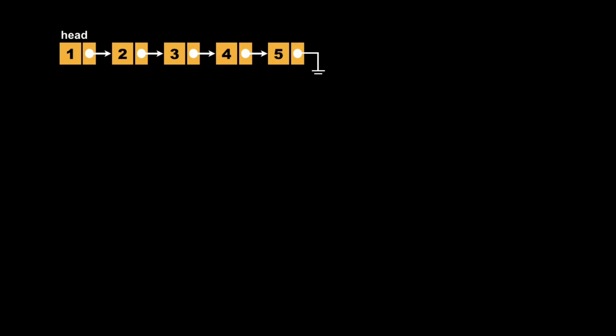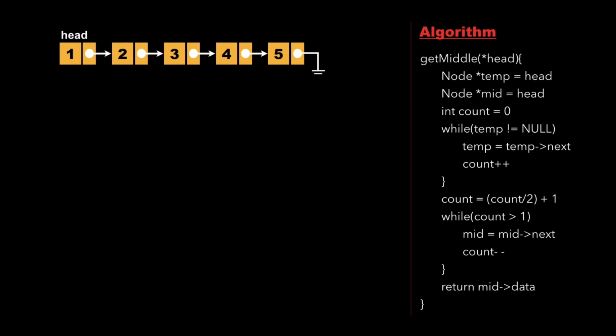So now let's have a look at the approach to solve this particular problem. Let's consider the same example as given in the question, where the linked list is 1, 2, 3, 4, 5. The right side of the screen shows the algorithm where we have the function getMiddle, whose argument is the head pointer of the linked list. So initially we declare two nodes, namely temp and mid, and point them to the head node, and we create a variable called count and initialize it with 0.